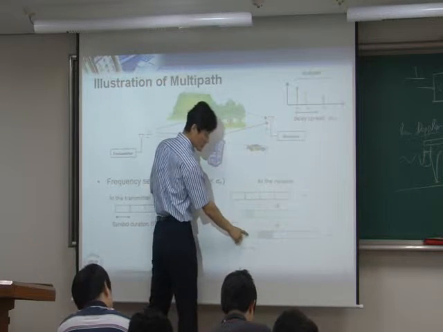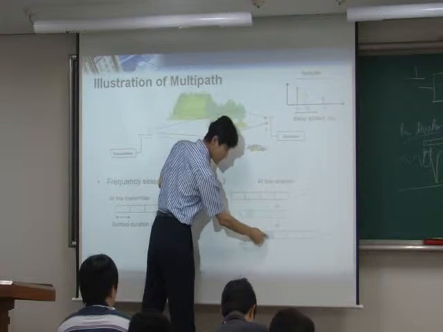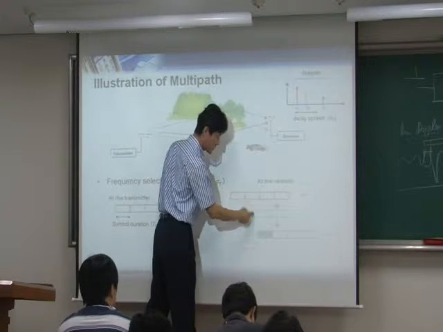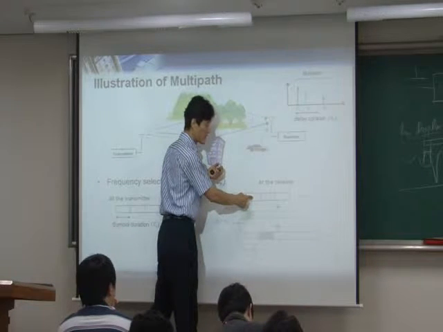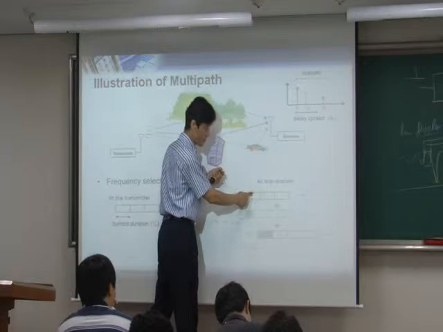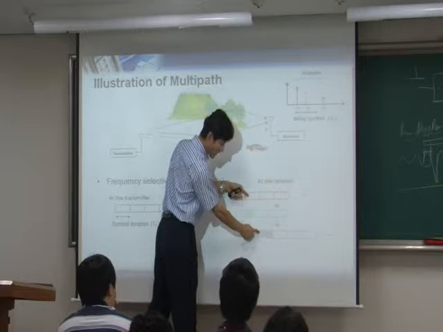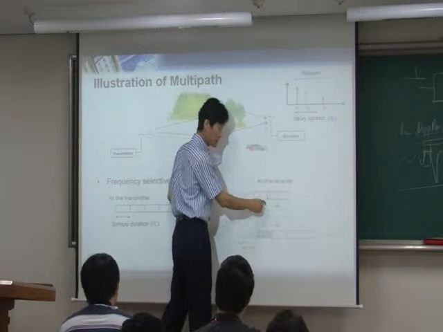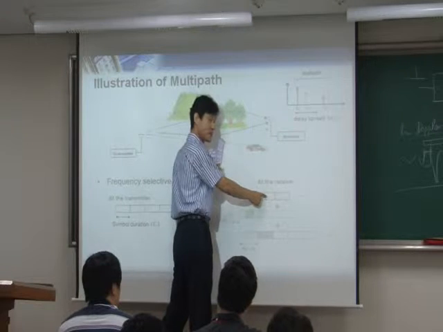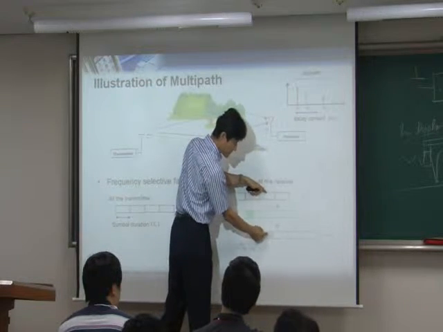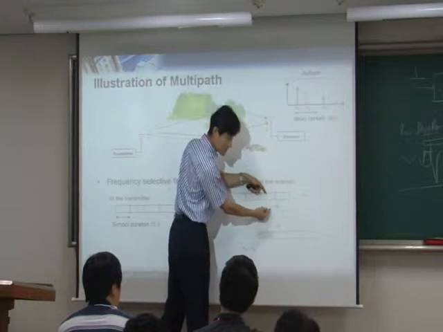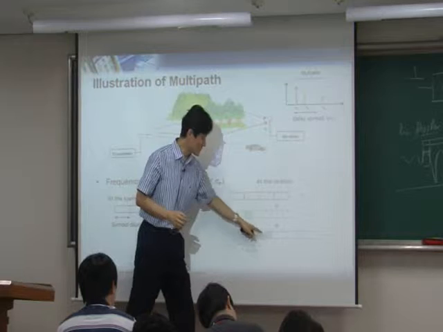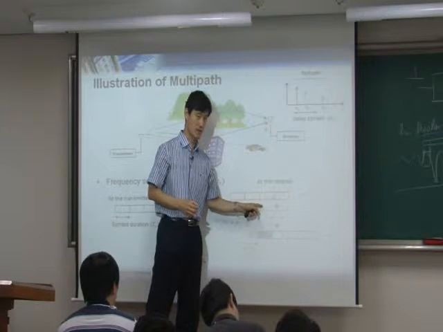Now we have a problem, because look at this one. The first symbol is now added with the second one, and even the third one. So when you sample here in order to recover the second symbol, you cannot recover it perfectly, because part of the first symbol is mixed together. Let's do sampling on the third symbol. Part of the first symbol is added together, and part of the second symbol is still there, right? So I cannot recover my third symbol perfectly, because the intersymbol interference still affects my receiver.